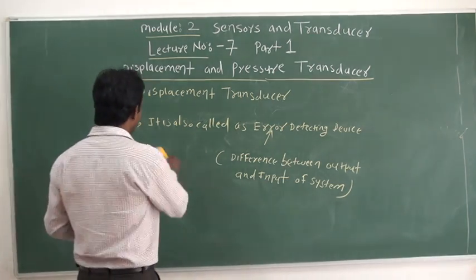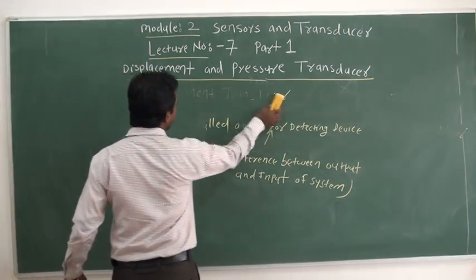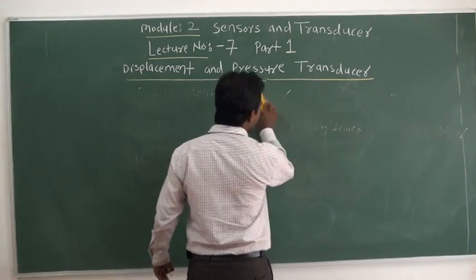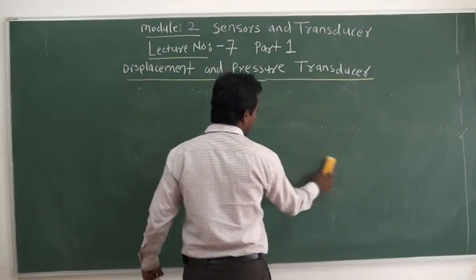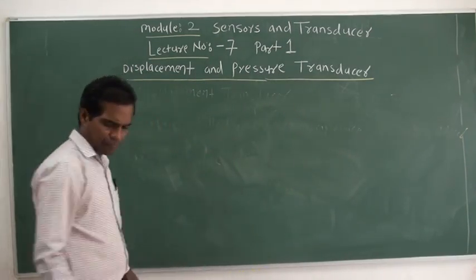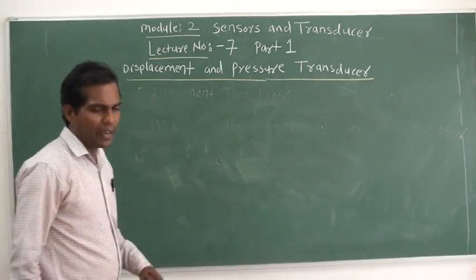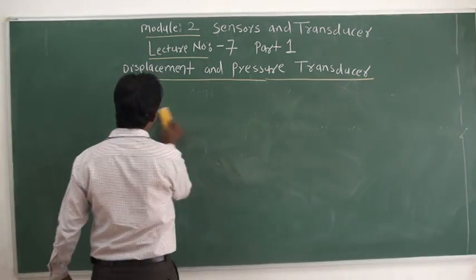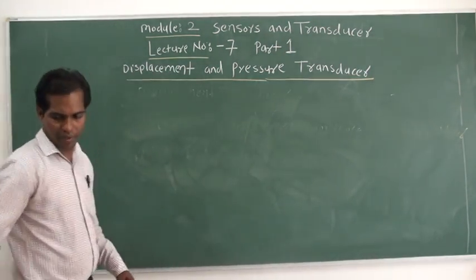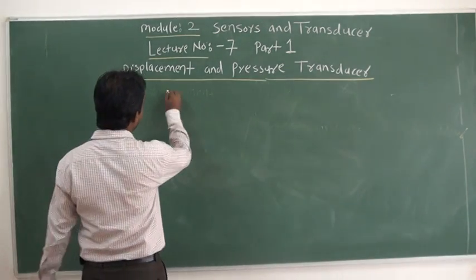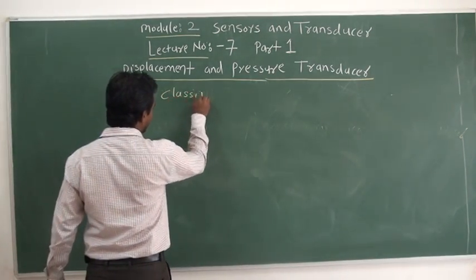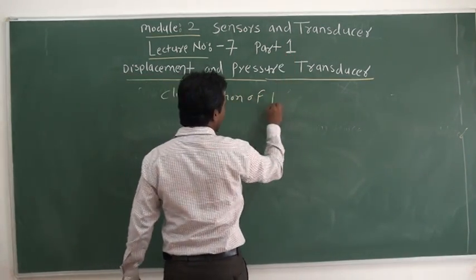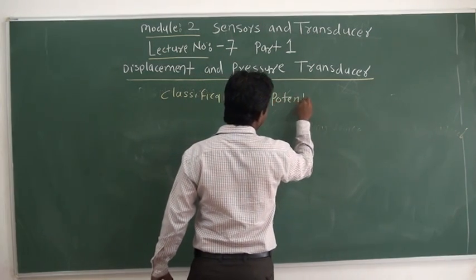The potentiometer is basically classified into two types. One is translation or linear potentiometer, and second is rotational potentiometer. Now this classification depends upon the displacement type. The first one is linear, meaning translation. So classification of potentiometer, commonly called a pot.